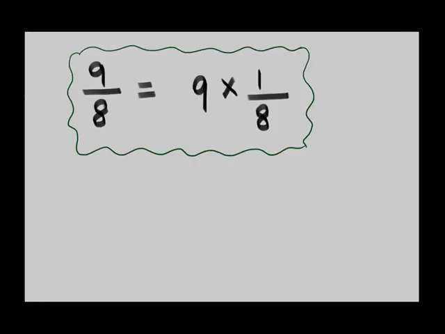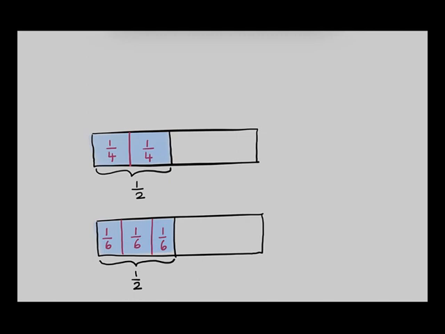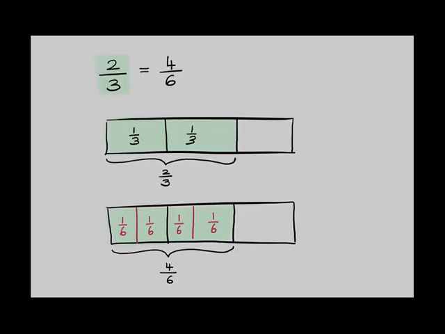Distributive property. 1 by 2 has 2 quarters in it, and 1 by 2 or half has 3/6 in it. So here you can see equivalent fractions.